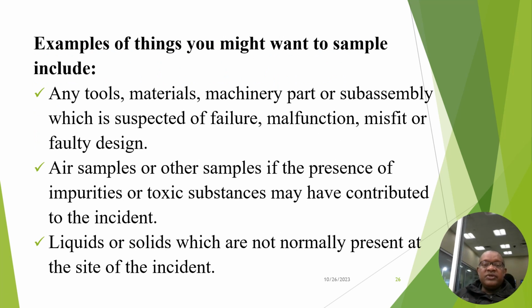And then examples of things you might want to sample include any tools, material, machinery, part or sub-assembly which is suspected of failure, malfunction, misfit, or faulty design. And then air samples or other samples if the presence of impurities or toxic substances may have contributed to the incident. And then liquids or solids which are not normally present at the site of the incident. These are some of the things that you might want to include in your list of samples to be collected for further analysis and further examination to identify criminals or to find out what happened, what caused the incident.